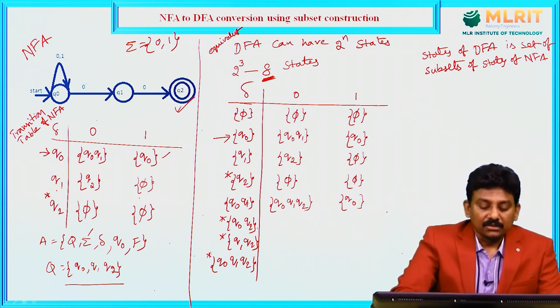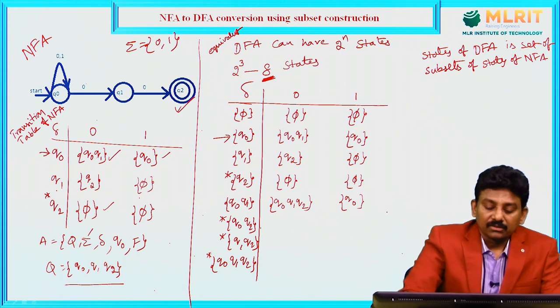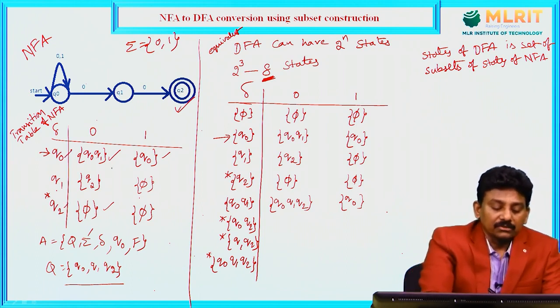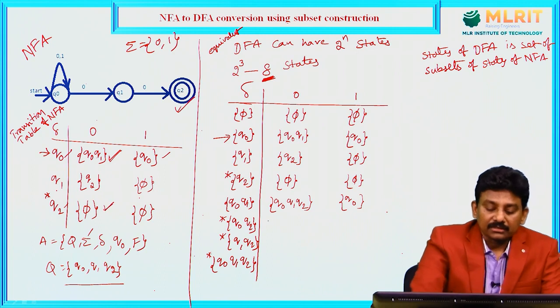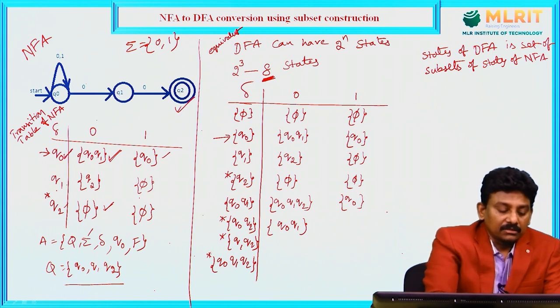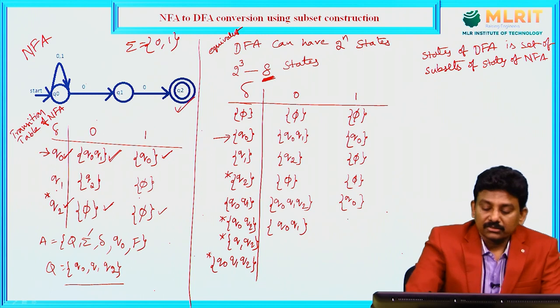Next Q0, Q2, taking union of these two, this and this. Q0, Q2 on 0, taking union of these two, we will get Q0, Q1. Like that Q0, Q2 on 1, take union of these two, that is Q0.